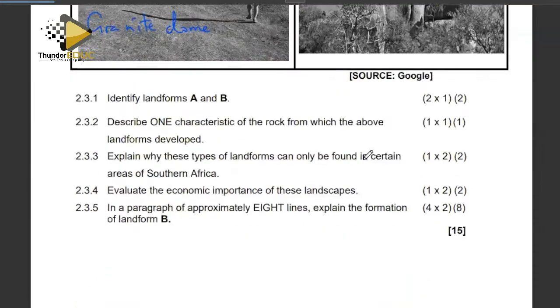Right. Describe one characteristic of the rock from which the above landform develops. Which kind of rocks do those landforms develop from? They develop from massive igneous rocks. Those rocks of volcanic origin, which are massive igneous. Or you can say they are hardened and resistant.